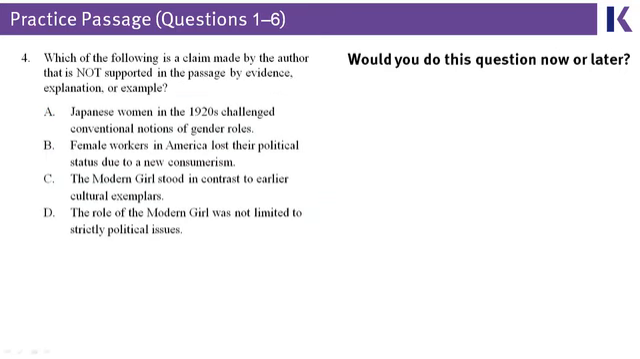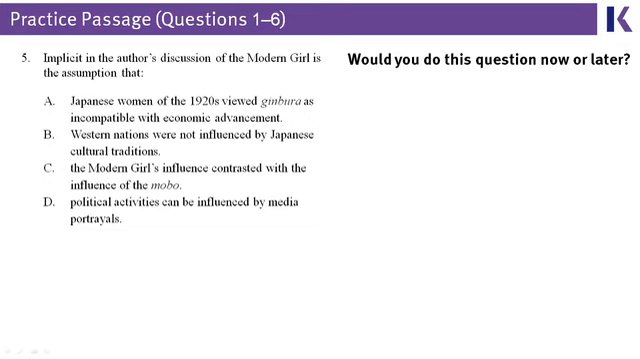In this one, we're looking for a claim made by the author, but it's not supported. And we can support it by evidence, we can support it by explanation, we can support it by example. But we have to go back and find each of these answer choices in the passage, and then also make the decision: are they supported by evidence, explanation, or example? Again, this is a time eater of a question. The details are scattered throughout the passage. This is something that you want to save for later to make sure you get the easier points, or at least the quicker points, out of the way. So we'll skip it for now and come back to it, and move on to number 5.